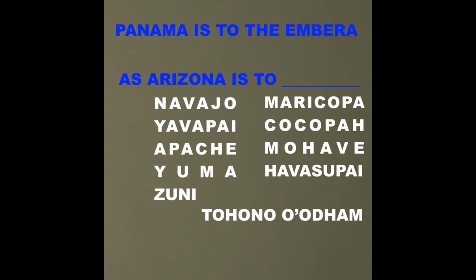Just looking at the question again, Panama is to the Embera, as Arizona is to any one of these indigenous groups would be okay. And it is not a complete list of all of the indigenous tribal groups that are in Arizona, but it's some of them. The Navajo, the Yavapai, the Apache, the Yuma, the Zuni, the Tohono O'odham, which is down around Tucson, I believe. There's the Maricopa people, the Cocopah, the Mojave, and the Havasupai.